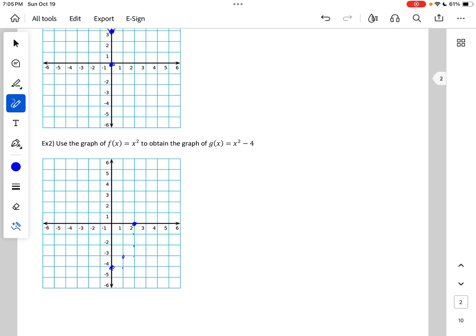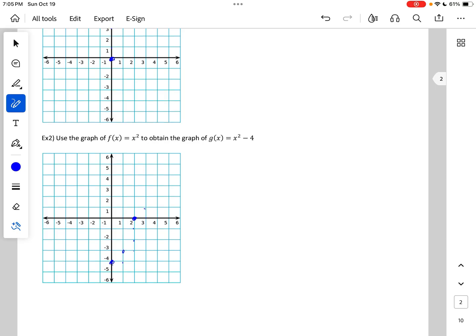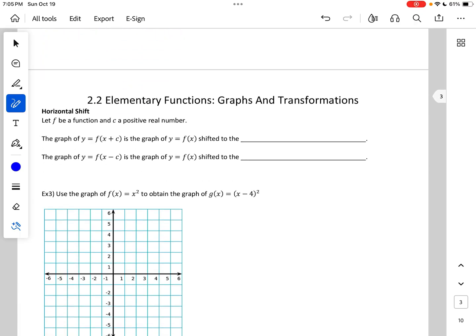3 to the right would be 9. So 1, 2, 3, 4, 5, 6, 7, 8, 9. So there's my next point. So I go over 1, and then I can go up 3, and then I can go up 4 more right there, and that is my parabola. And put some arrows on the end there. Okay, so it just shifted down 4.